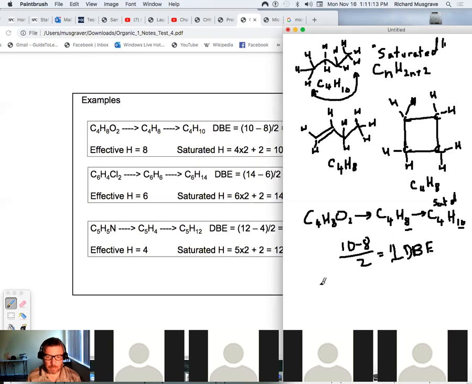Why did you divide it by 2? Because it's kind of like up here, each ring or double bond costs 2 hydrogens. Oh, okay.